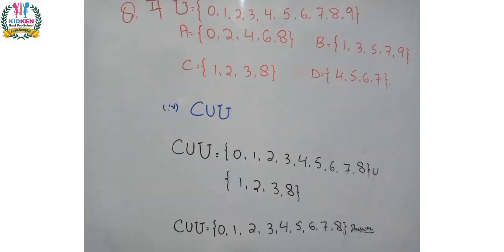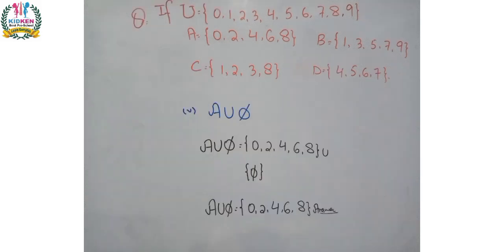Next part of this question, C union universal. So universal has values 0 to 9 and C has values 1, 2, 3 and 8. So C union universal has values 0, 1, 2, 3, 4, 5, 6, 7, 8 and 9 and this is also equal to universal. This is the final solution of C union universal.